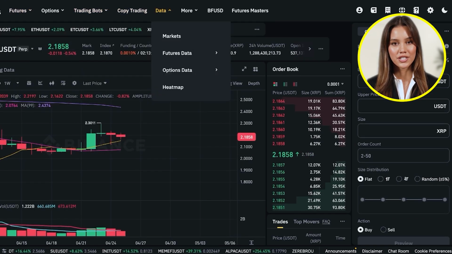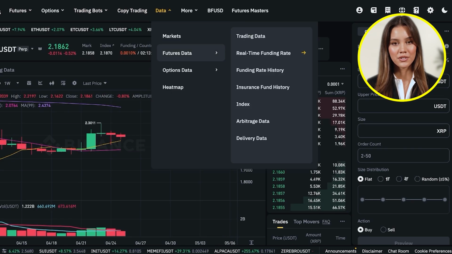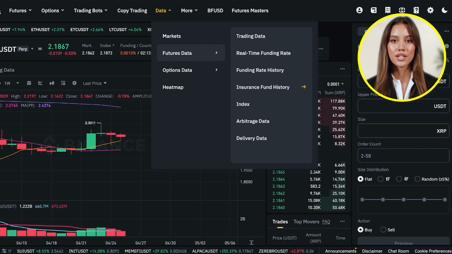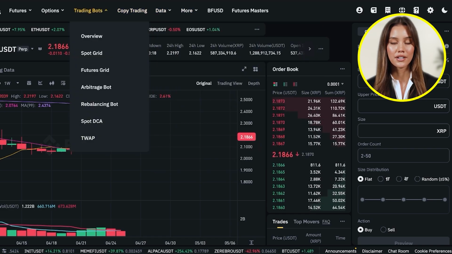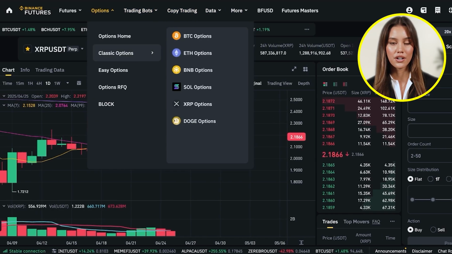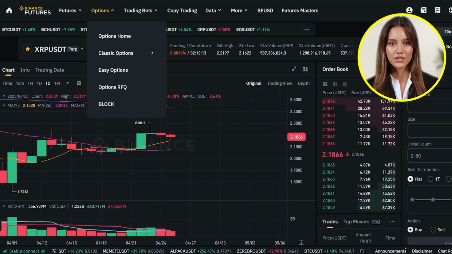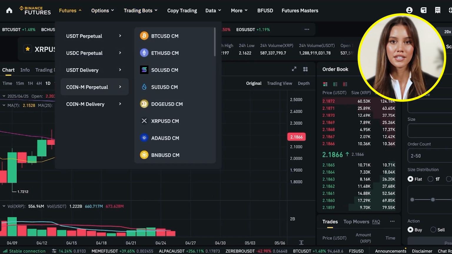Again, you have futures data as well, where you have the real-time funding rate, the funding rate history, the insurance fund history, indexes, arbitrage data, delivery data, and trading data, all of which can be really helpful in analyzing market trends. Not only that, you have different options as well as different futures or perpetual trading as well.